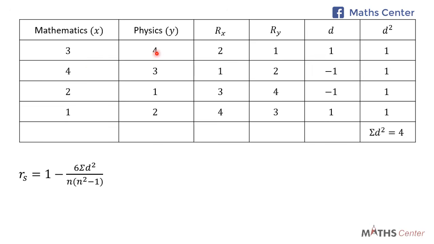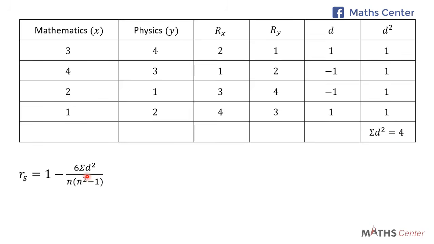The first one, we have 3 and 4, that's 1. 4 and 3, that's another 1. 2 and 1, that's another 1. And 1 and 2, that's another 1. So we have 4 data points. That's what the question gave us. In the question, we had 4 data points in the table. So n is 4. N is always the number of data points. And so here, n is 4 and sigma D squared is also 4.